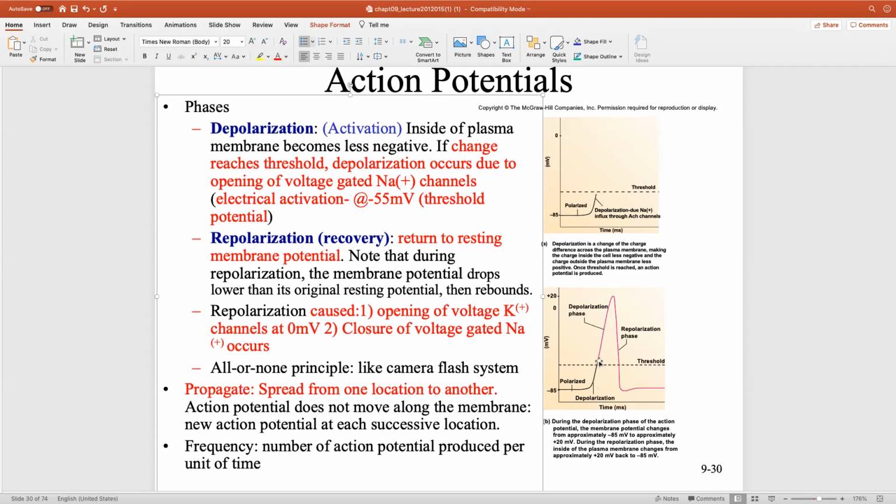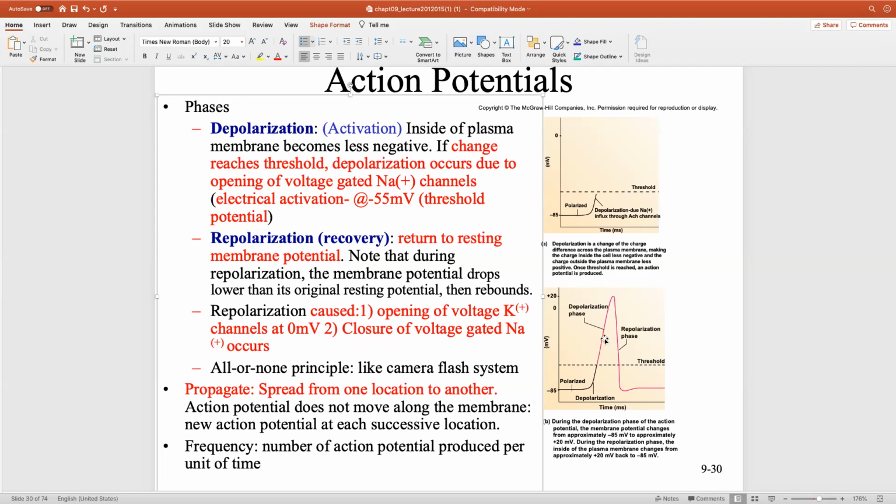Now, if you do hit threshold, voltage-gated sodium channels open, and now more sodium rushes through. And you have the depolarization phase. Perfect. Now we're stimulating that segment. Then that segment will allow the other segment to be stimulated, like a domino, like those line of dominoes. When one domino goes down, it causes the next domino to go down.